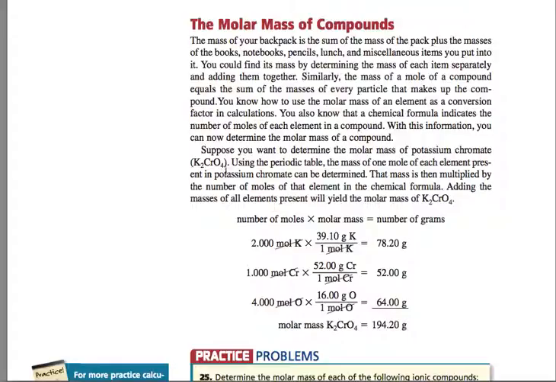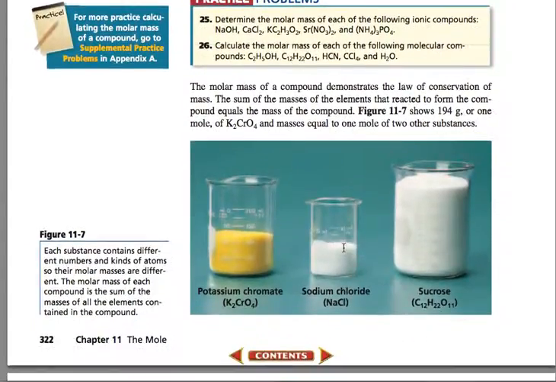So you have to use the subscripts and you have to use the periodic table to find out what numbers to use. The molar mass of a compound demonstrates the law of conservation of mass. In other words, the mass stays the same when you combine things. It's not going to change. The sum of the masses of the elements that reacted to form the compound equals the mass of the compound. So when you put the elements together in a chemical compound, the mass stays the same as if you had them separated beforehand. That's the law of conservation of mass.